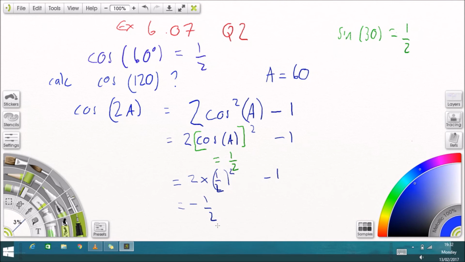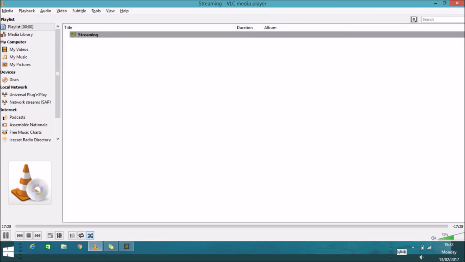The reason I used this version of the cosine formula was simple. I had cosine of 60 as the only information I had, so I used that to substitute in.